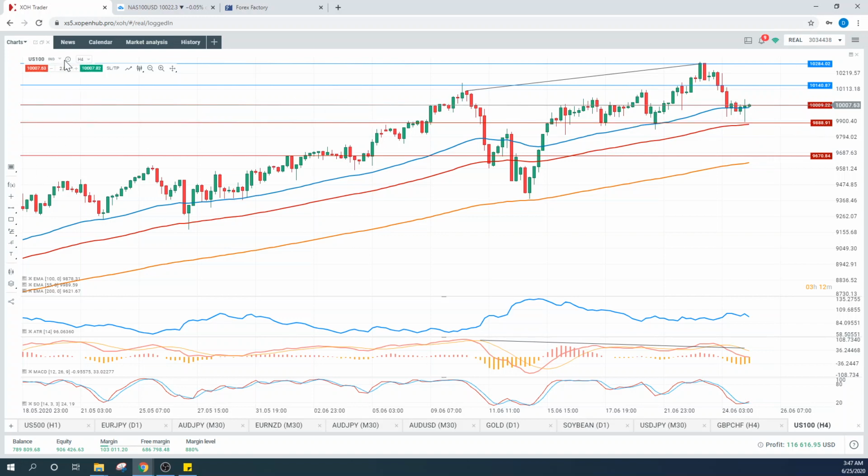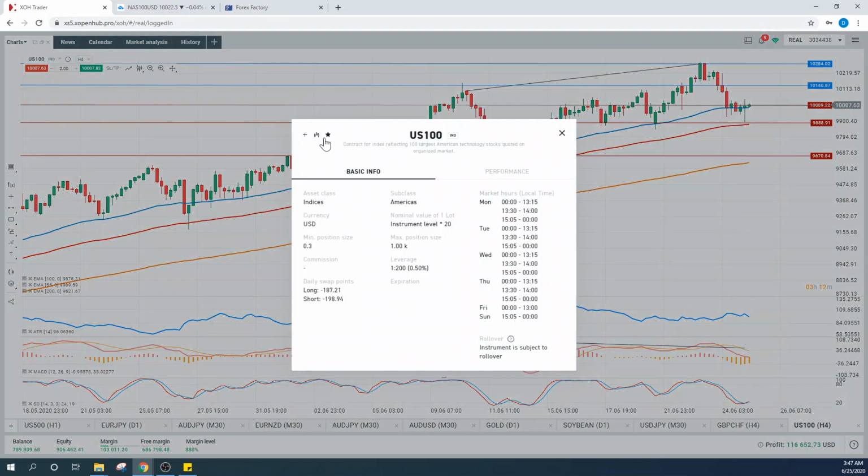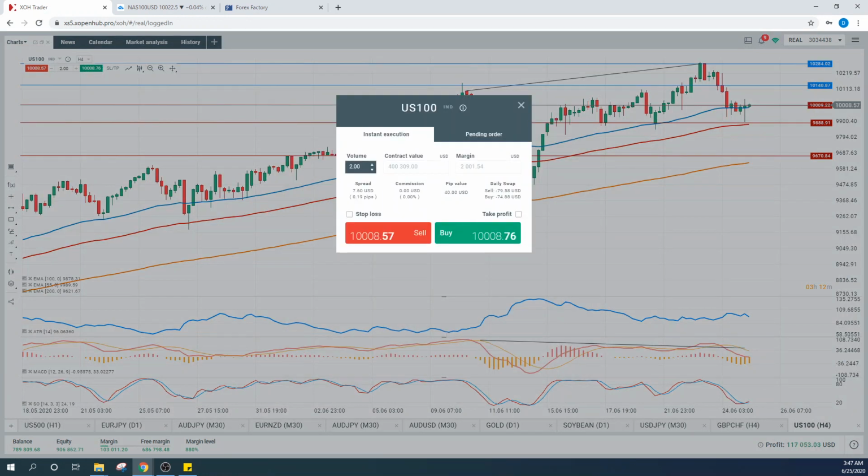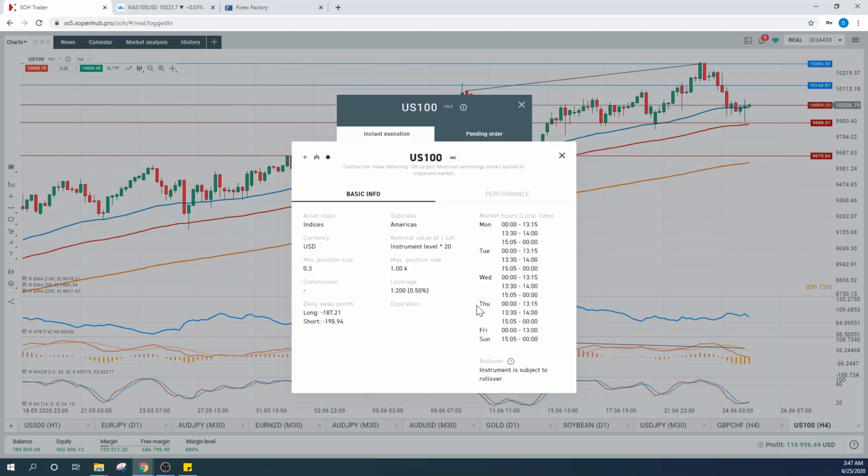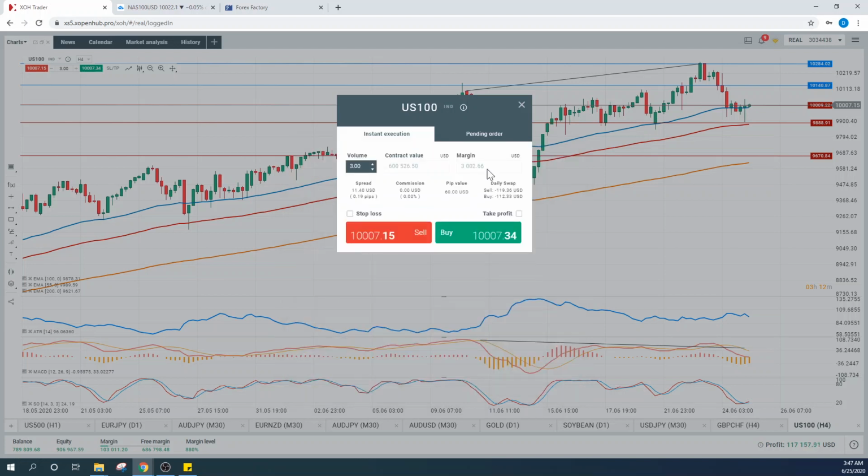So what we'll do, we simply will go and open a ticket here. I will be selecting very small, let's say 3 lots. So 3 lots in terms of volume for us, if we make it 20 units. So with leverage 1/200, now we can see the required margin will be for me just about $3,000.